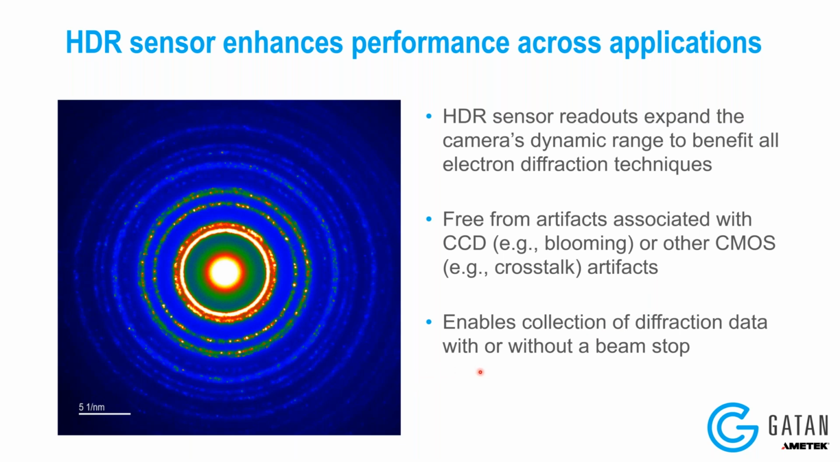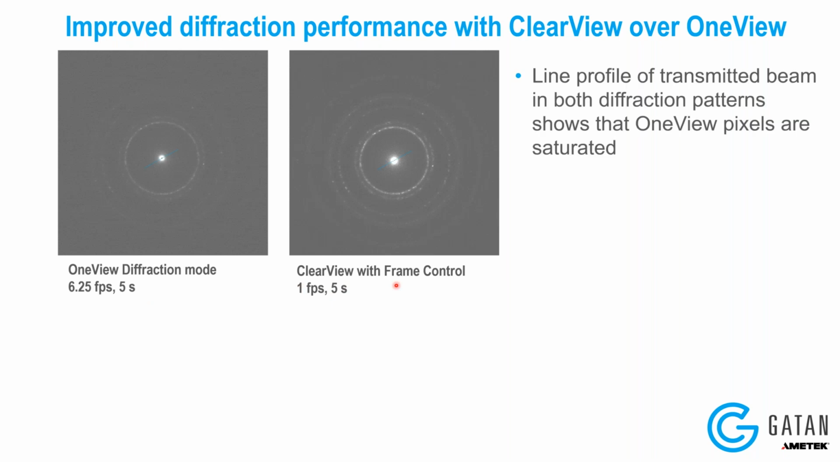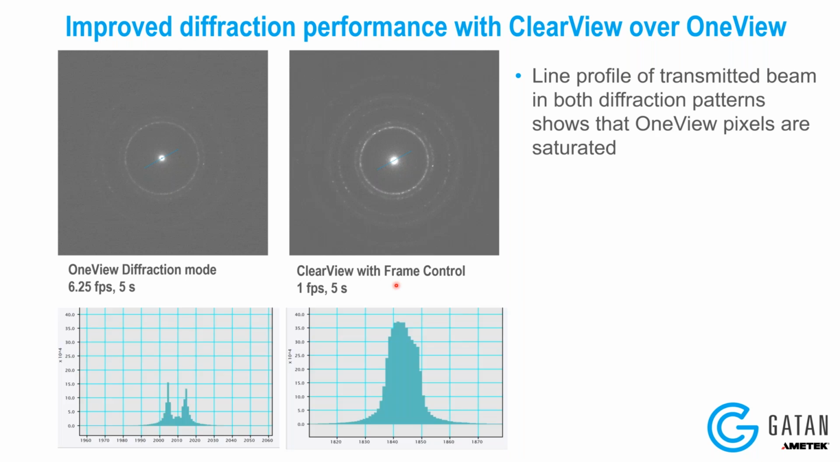And whether you're using the OneView or the ClearView camera, I think you could always collect data without a beam stop here, as I'm trying to show on the left-hand side of this diffraction pattern that was collected with the ClearView camera. And so just to highlight the differences, going back to these 2 diffraction patterns between the OneView and the ClearView camera, if I draw a line plot across the transmitted beam of both images and plot it, you can see that they're very, very different.